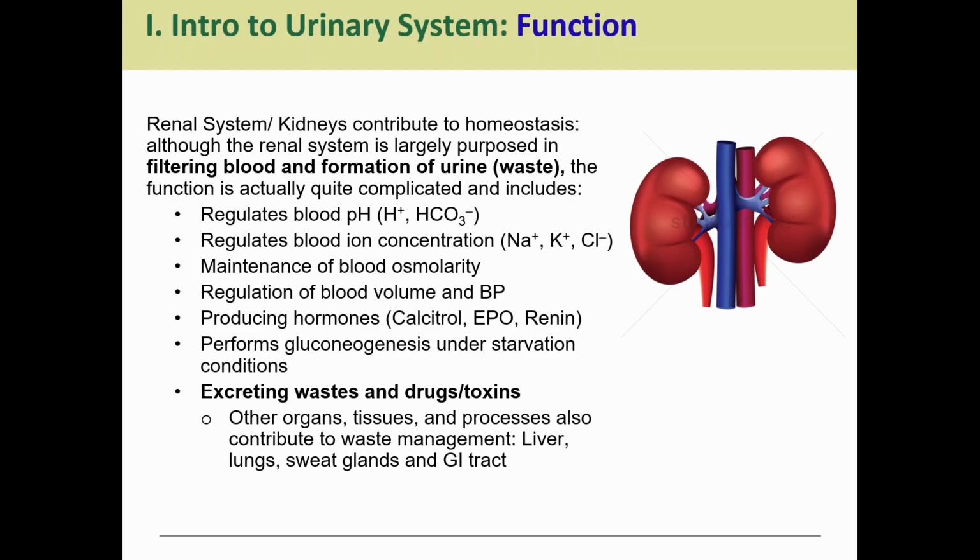And then when it comes to waste, right, getting rid of mainly nitrogenous waste as well as any sort of metabolites that we need to get rid of, such as the breakdown of drugs or toxins. The others that help with this include the liver, the lungs, the sweat glands, and the GI tract. They will assist with this. So for example, the liver can help with the breakdown of waste and drug products and whatnot, to a point where the kidneys can easily filter it out.